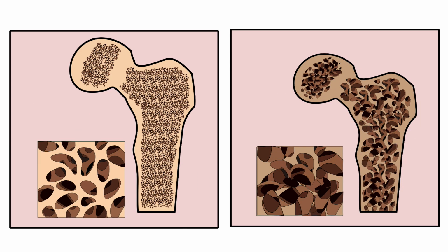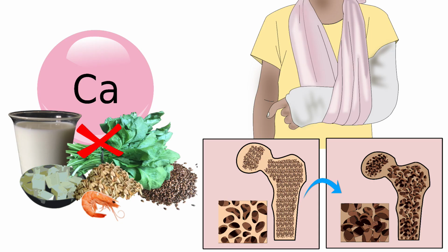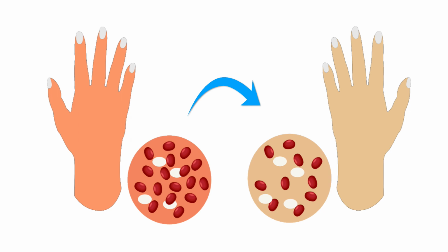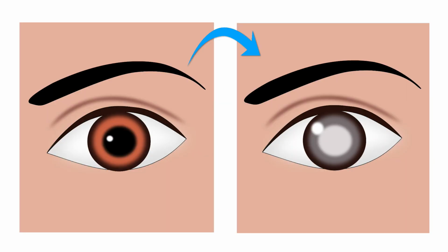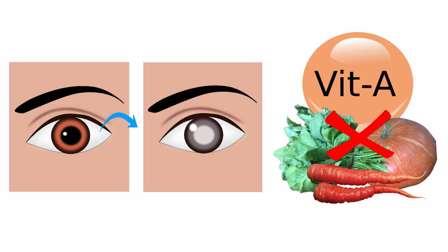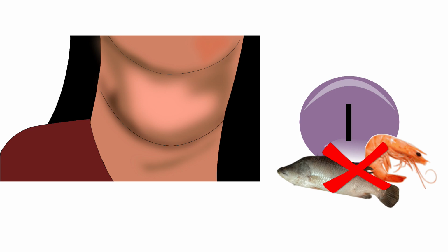Bone thinning and increased risk of fractures are signs of calcium deficiency. Anemia is a sign of iron deficiency. Night blindness is a sign of vitamin A deficiency, and hypothyroidism is a sign of iodine deficiency.